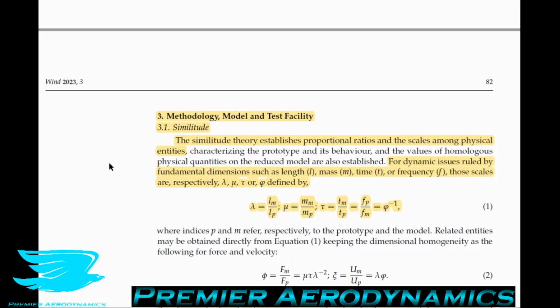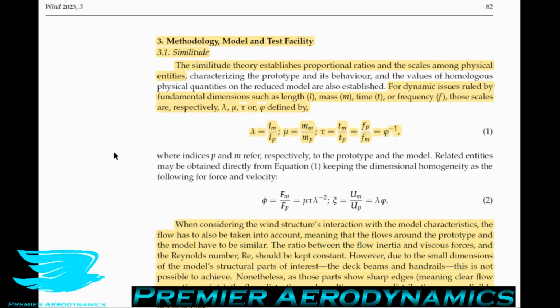But the term similitude just means when you're using 2 different scales and you're trying to get the same phenomena, whatever that may be, across these 2 setups. So the similitude theory establishes proportional ratios and the scales among physical entities for dynamic issues ruled by fundamental dimensions such as length, mass, time, or frequency.